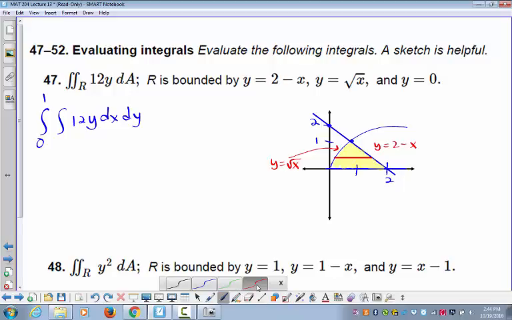But we need to solve each of those for x, because a left curve should be a function of y, and a right curve should be a function of y. Upper and lower curves are functions of x's. Left and right curves are functions of y. So this is x equals y squared, and this is x equals 2 minus y. So that is our tricky piece. The inner element is a dx, so the limits have to be x equals something, and the upper limit has to be x equals something. So that is 2 minus y. Make sense?